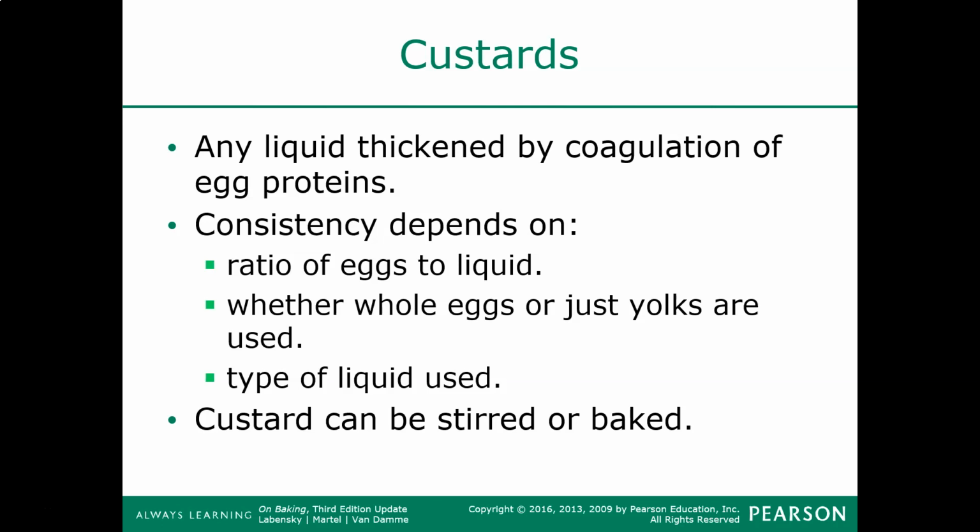The more eggs used, the thicker and richer the final product will be. The richer the liquid, cream versus milk for example, the thicker the final product. A custard can be stirred or baked. A stirred custard tends to be soft, rich, and creamy. A baked custard, typically prepared in a water bath in an oven, is usually firm enough to unmold and slice.